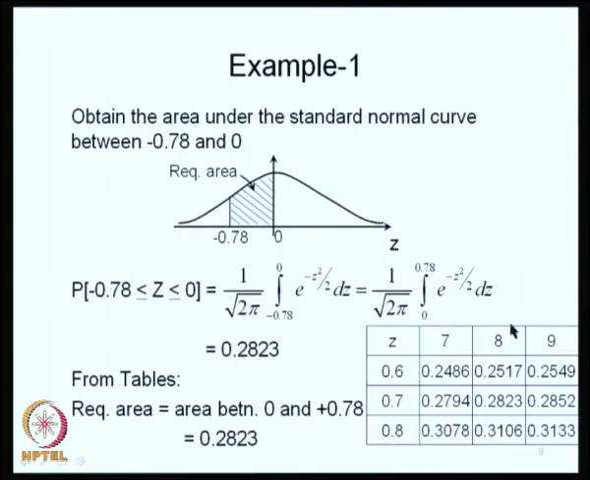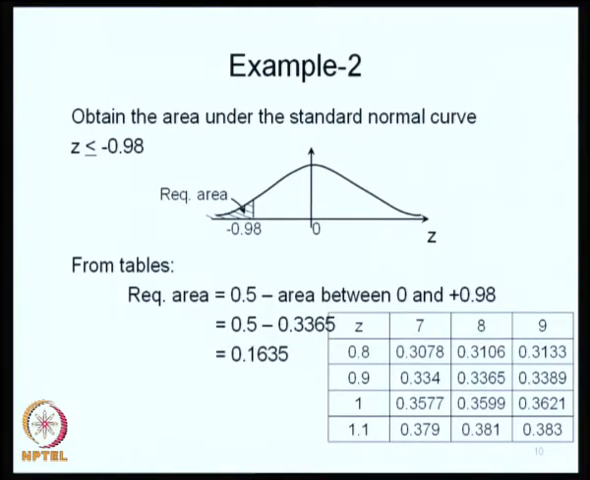Now, from the tables, because z is negative, what we do is, corresponding to z equal to plus 0.78, you read the area, which comes out to be 0.2823. So, this is the area between 0 and plus 0.78, which by symmetry is also the area between minus 0.78 and 0. That is how we obtain the area for z between minus 0.78 and 0.